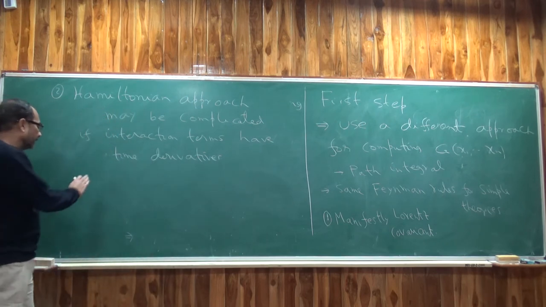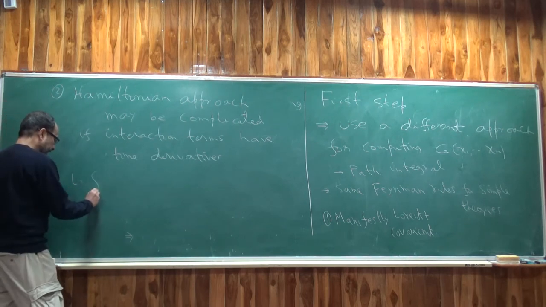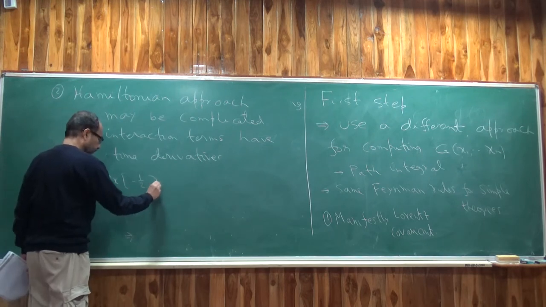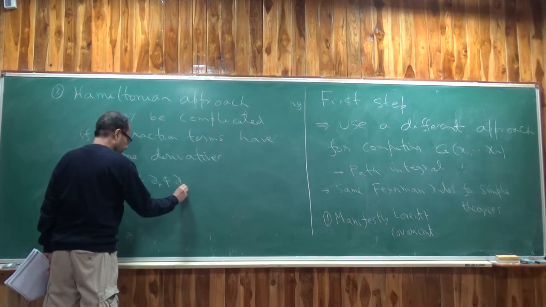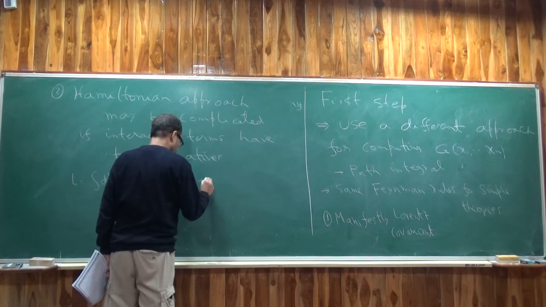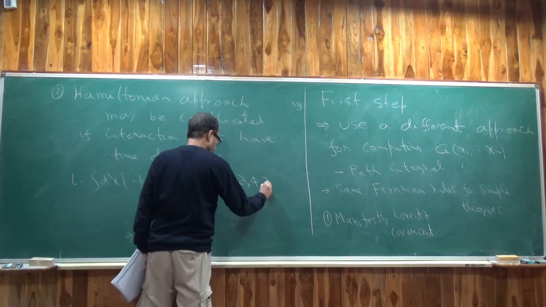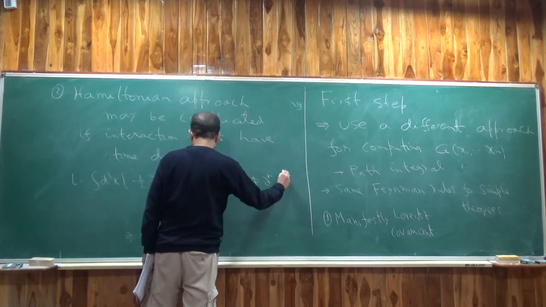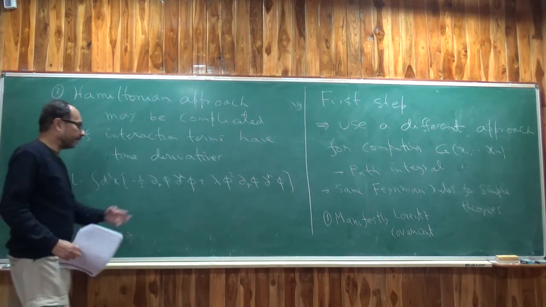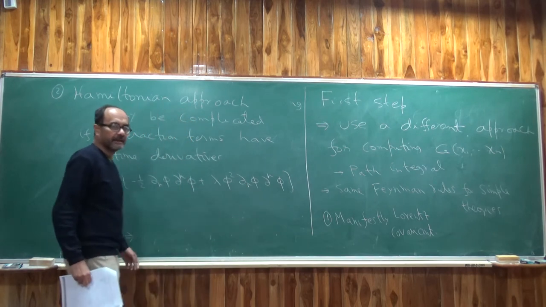Okay, so again, I'll try to give an example. Let's suppose that you have a Lagrangian of the form... normally you write lambda phi to the 4, but this is as good an interaction term, right? There's a quartic order in phi.